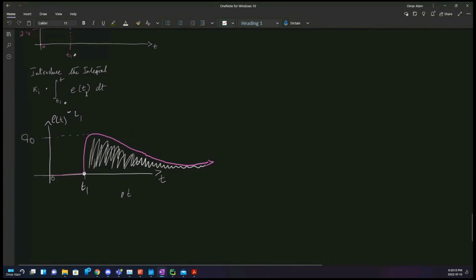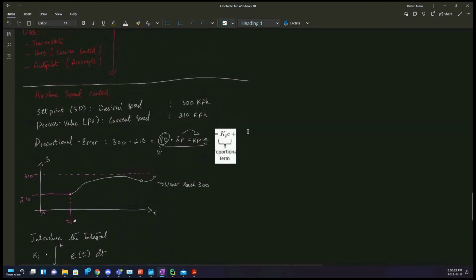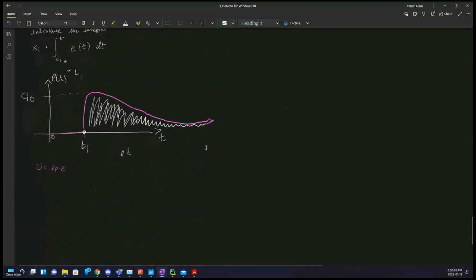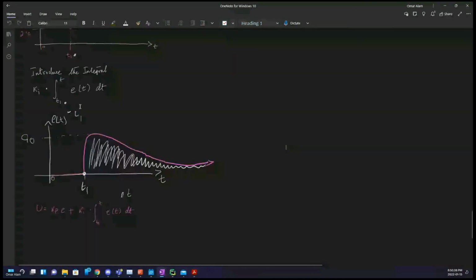When you add up the proportional and integral terms, all right, in this case, this is how far we've got. U is equal to Kp dot E, which is from up here. That's Kp dot E, we've talked about that, plus Ki times the integral from T1 to T of the error function. And that's this term over here.